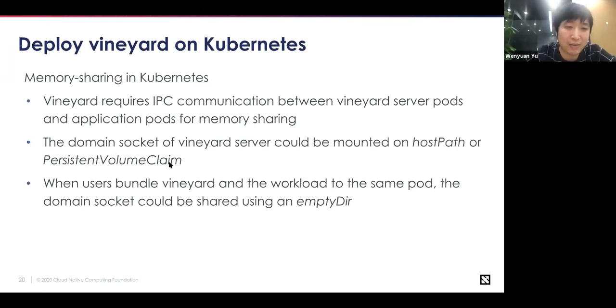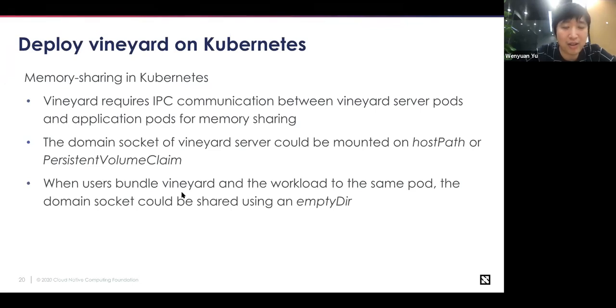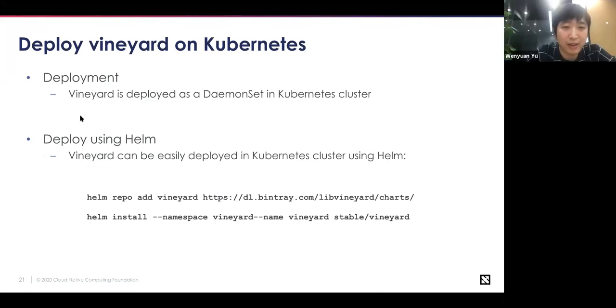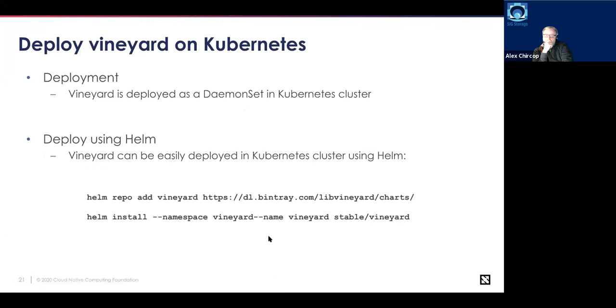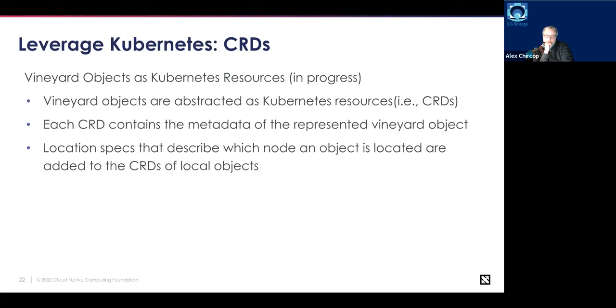And as long as we can have a domain socket mapped to different containers, we can share the memory in Vineyard. And the users can bundle Vineyard and the workload in the same pod, and the domain socket can be shared using emptyDir. For deployment of Vineyard, as I said, it can be deployed as a daemon set, and we leverage Helm to quickly install and deploy it on Kubernetes. Secondly, we expose Vineyard objects as Kubernetes resources. If some job requires some data, in the form of Vineyard objects, it can look it up through the Kubernetes CRDs.